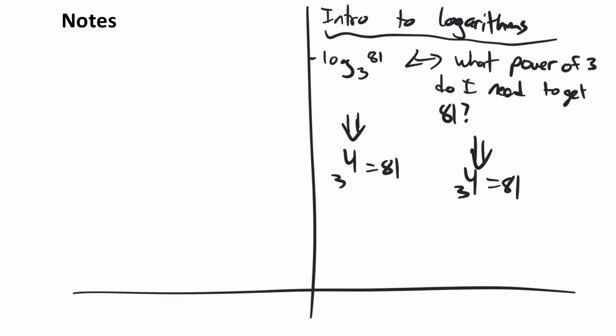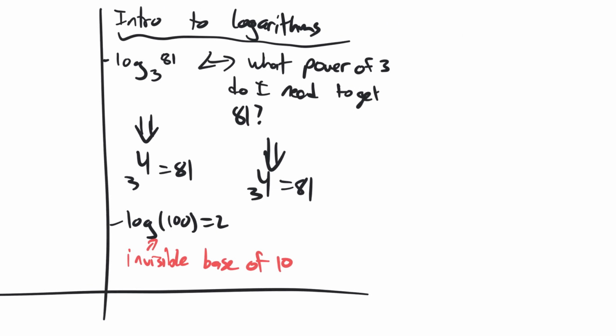Now, a few things to note about logarithms. Log of 100, that's going to be 2, because here we have an invisible base of 10. If we don't write the base, we assume it's base 10.